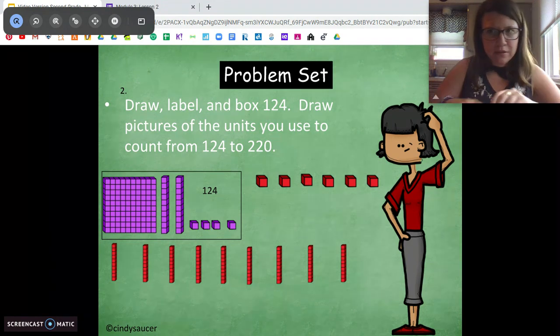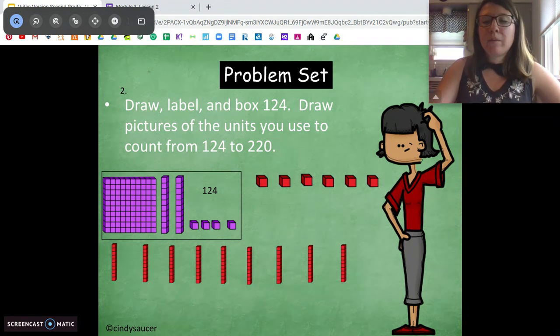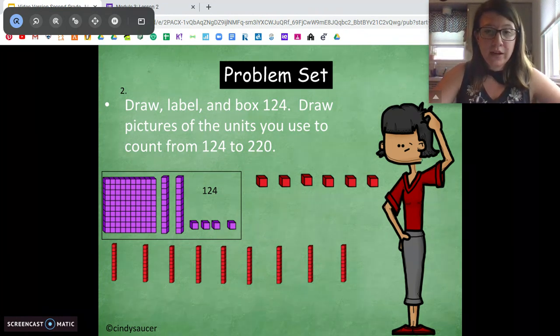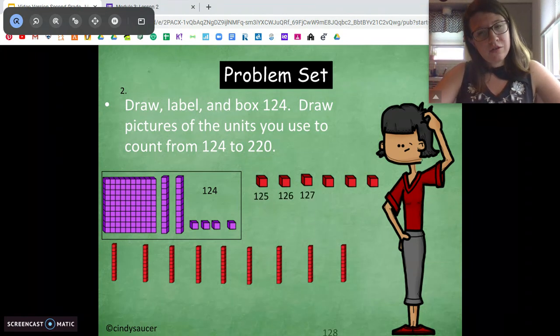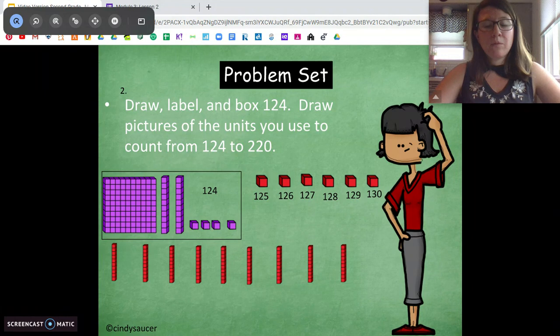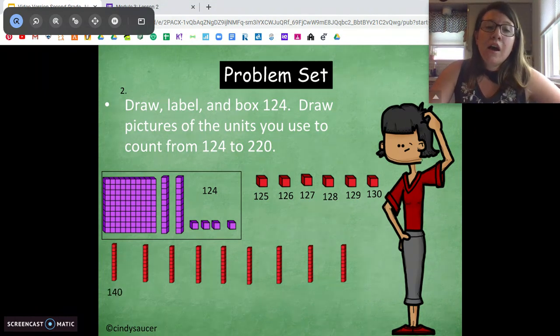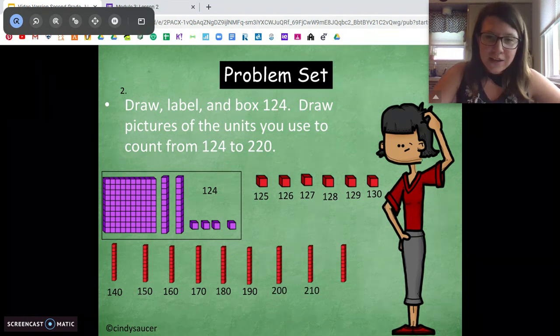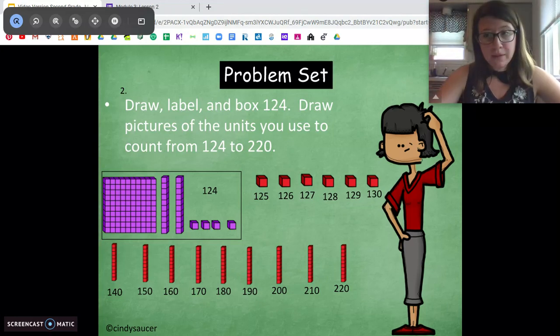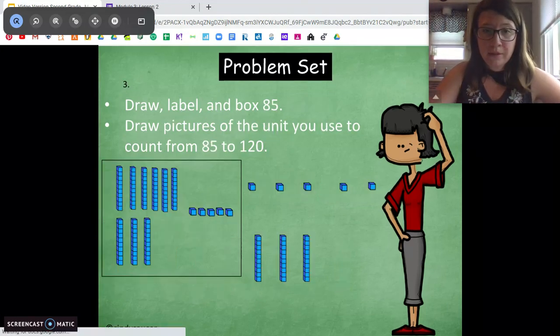I'll show you on the screen since I messed that up. I'm sorry. So we have 124. We're going to count on by tens first because that's going to be easier for us to get to 220. So we're at 124, 125, 126, 127, 128, 129, 130. They did it backwards for me. Totally cool. Whatever makes sense in your brain. 140, 150, 160, 170, 180, 190, 200, 210, 220. It'll probably be easier for you to get to that 10 first before you start counting by tens. So if this makes more sense to you, do it this way.